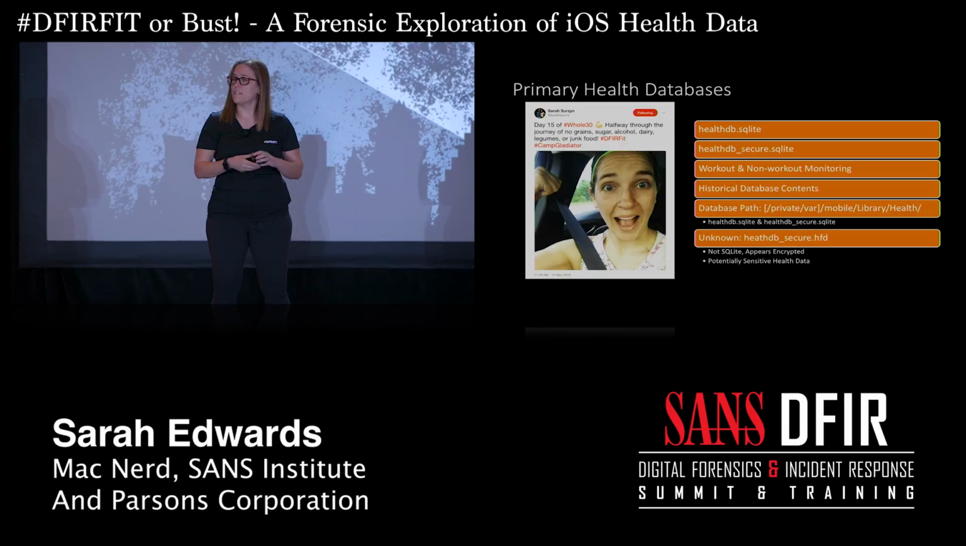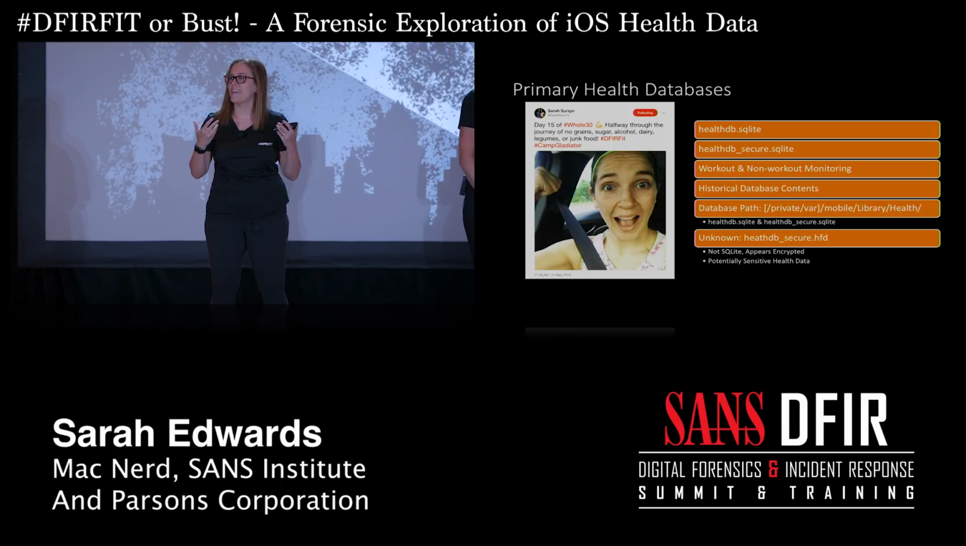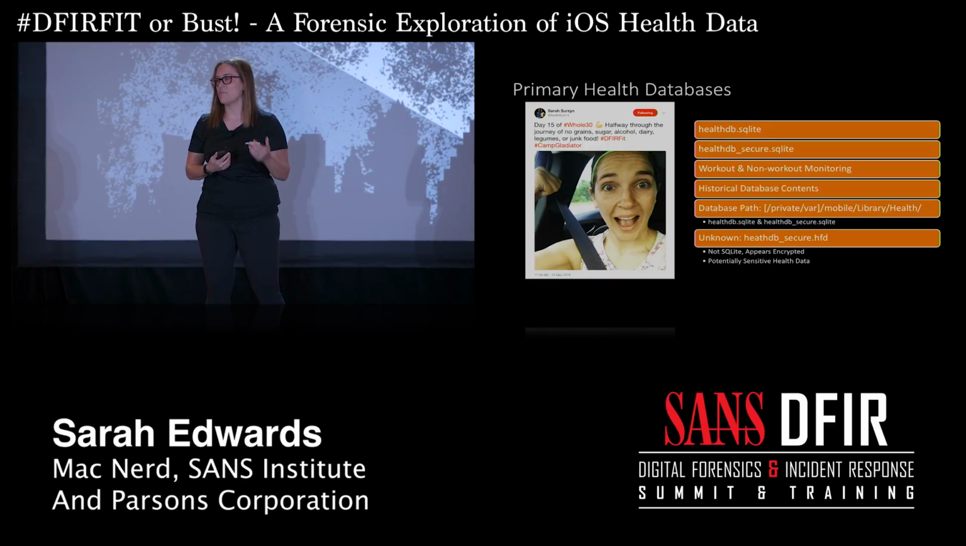healthdb_secure.hfd. This appears to be some sort of encrypted file. We think it's an encrypted database. We honestly can't see the information in there, and we really don't know what this one is storing thus far. But since Apple is introducing a lot more health records and privacy type stuff, I'm kind of curious if that's the stuff that's being pushed into that encrypted thing. It looks like a database, but I can't be completely sure. So we just have some working theories at this point. We did not get time to actually dig into that and see what it was all about.